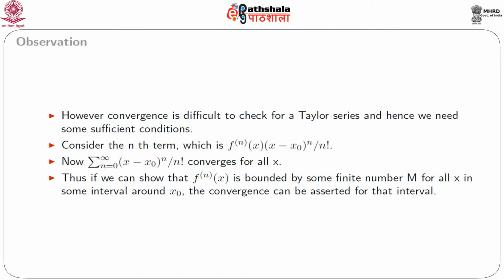However, convergence is difficult to check for a Taylor series, and hence we need some simpler sufficient conditions. So, consider the nth term, which is the nth order derivative of f at x naught multiplied by (x minus x naught) to the power n divided by n factorial. Now, the series with nth term (x minus x naught) to the power n divided by n factorial converges for all x. Thus, if we can show that the nth order derivative of f is bounded by some finite number M for all x in some interval around x naught, the convergence can be asserted for that interval.